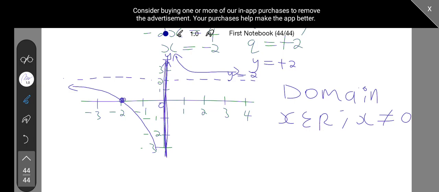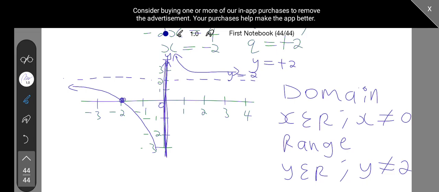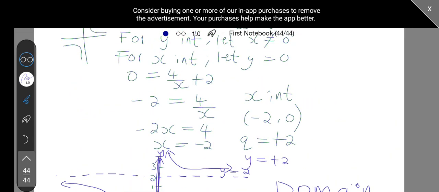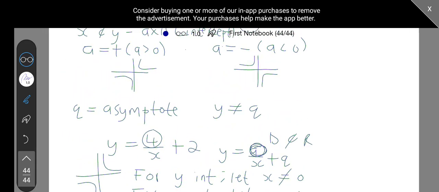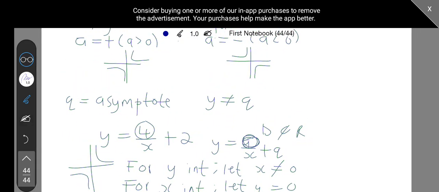Okay, the domain, we focus on the x. We're talking about the possible x values that a graph might have. And then the range, the possible y values that the graph might have. Y is an element of real numbers. This means all the values of y are possible on the graph, but y must not be equal to the asymptote, which is 2. Okay, we said somewhere that y is not equal to q, and q in this case is 2.